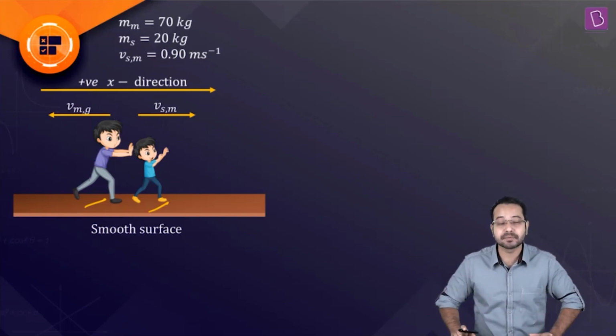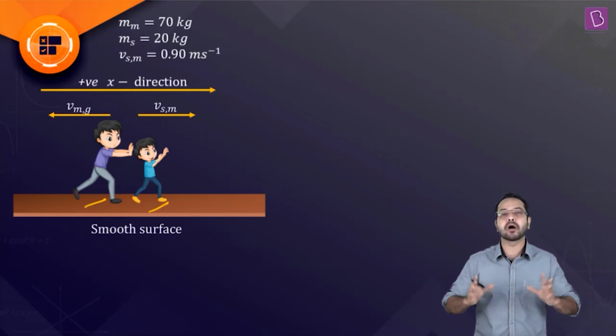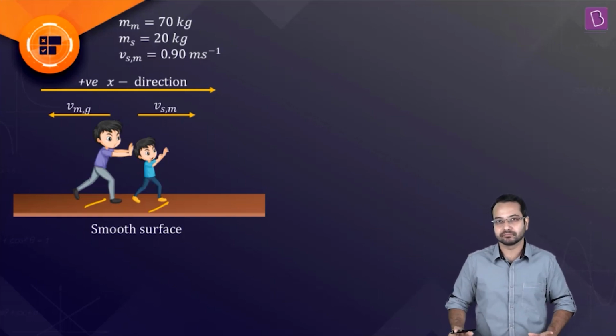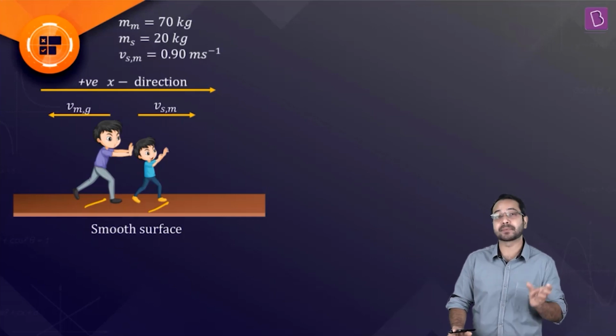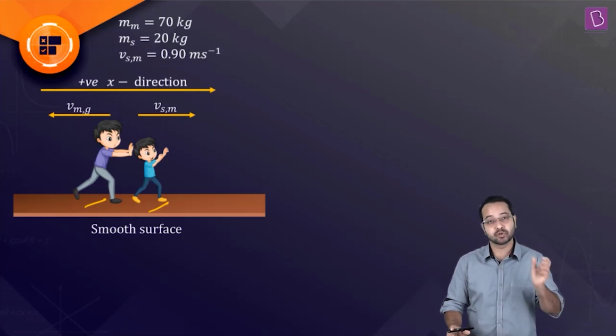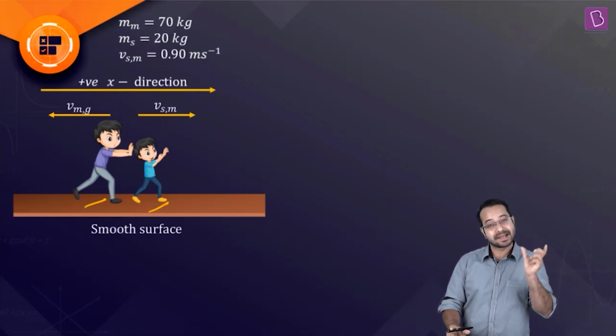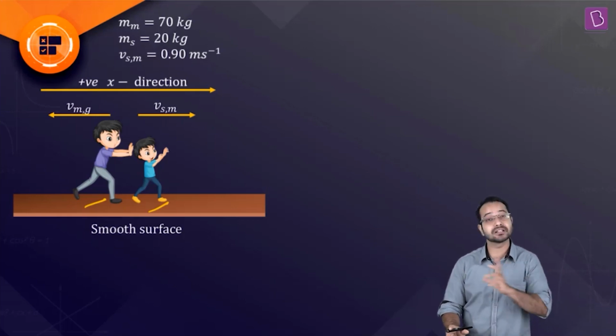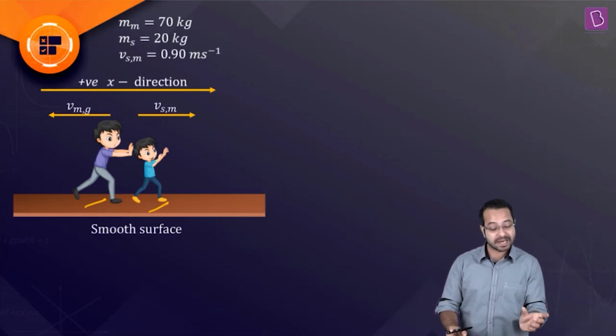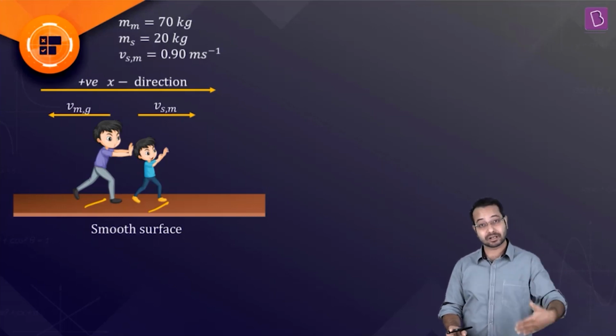Now, linear momentum is going to be conserved, but about which frame? Is it with respect to the man, or is it with respect to the surface or ground? So the ground here is stationary, hence that is the inertial frame. The man is not an inertial frame. So we have to conserve linear momentum about the ground.